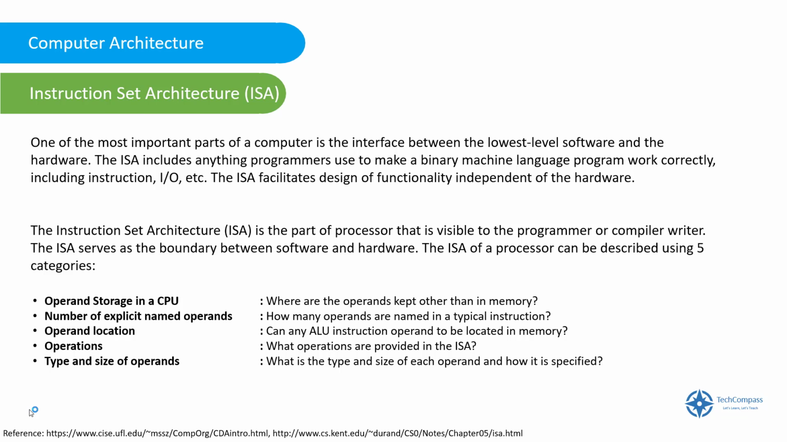The ISA of a processor can be designed using 5 categories. Operand storage in a CPU: where are the operands kept other than in memory? Number of explicit named operands: how many operands are named in a typical instruction? Operand location: can any ALU instruction's operand be located in memory? Operations: what operations are provided in the ISA? Type and size of the operands: what is the type and size of each operand and how is it specified?